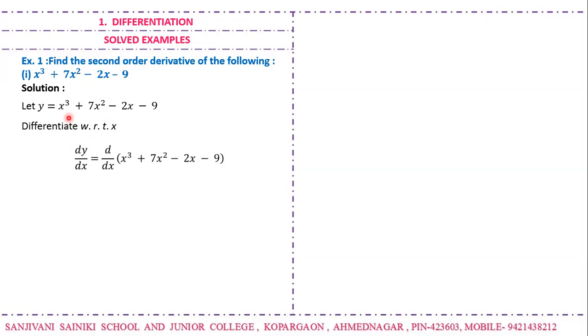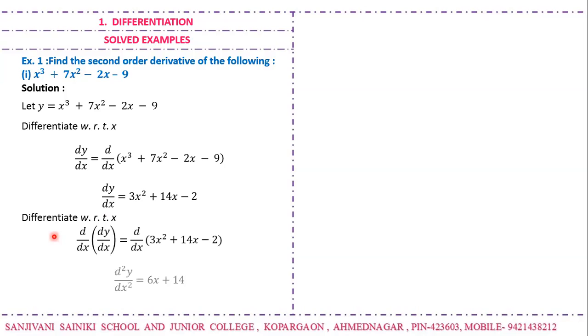dy by dx is equal to dy by dx of x cube plus dy by dx of 7x square plus dy by dx of minus 2x, dy by dx of 9. 9 is a constant, its derivative is 0. Derivative of minus 2x is minus 2. Derivative of 7x square is 14x, and derivative of x cube is 3x square, because we are using the formula d by dx of x raised to n is n times x raised to n minus 1. This is the first order derivative.